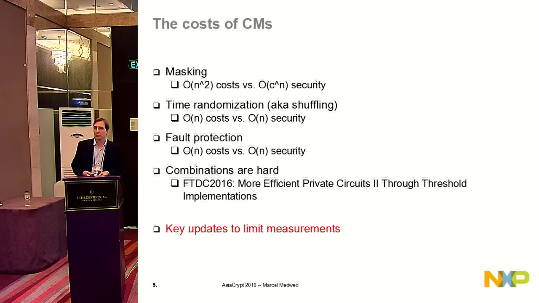And also combining those countermeasures is not even straightforward, because sometimes the goals are contradicting each other. So adding redundancy might give more information in the trace, but that's not what you want for side-channel protection. And so one thing to do, as I said, is using key updates to limit the number of measurements.